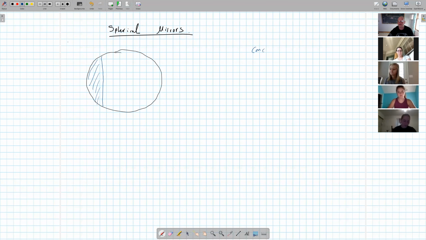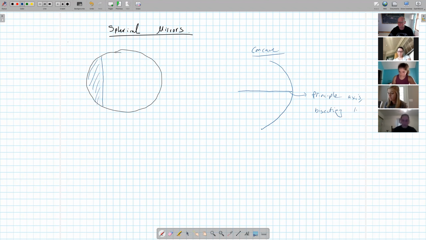So here, if I look at concave, here's my spherical mirror. This line here, which bisects the mirror, is what's called the principal axis. So this is the bisecting line. Again, all these light rays which I'm sending in, again somewhere close to the center. Let's draw these. So these are all my incoming light rays parallel to the principal axis.